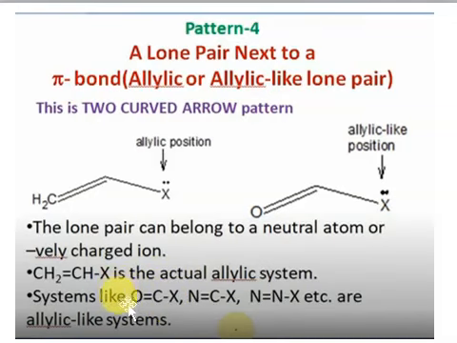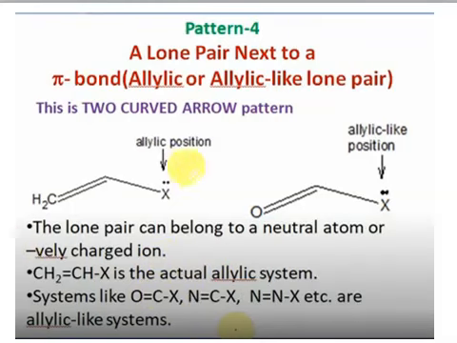Here you can have carbon, or you can have any other atom. So we have a double bond. It can be a double bond between carbon carbon, carbon oxygen, carbon nitrogen, nitrogen nitrogen, etc. And there we must have some atom which has either a negative charge or a lone pair. So these are the examples of such systems.